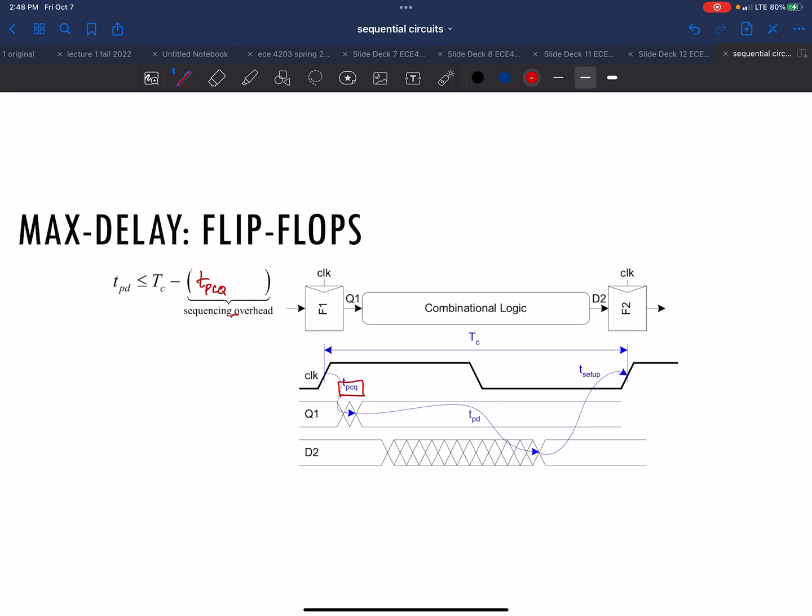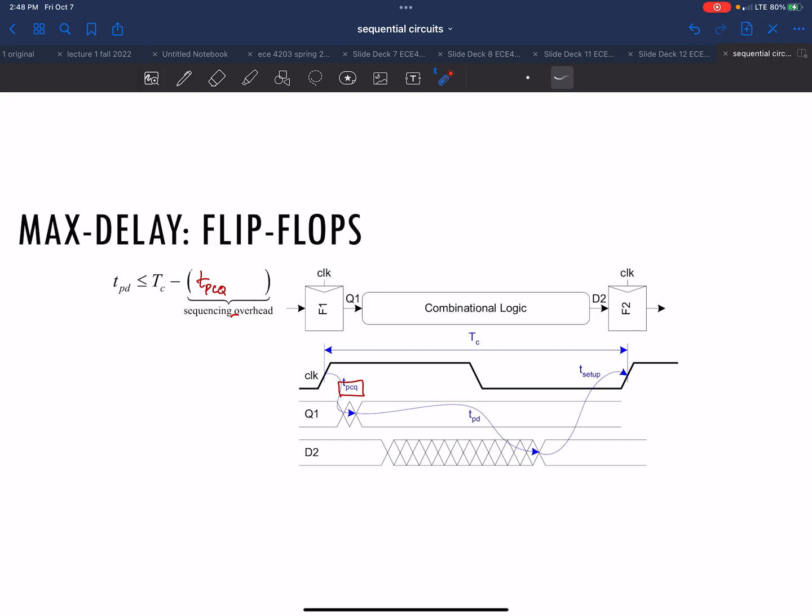Okay, so you need that amount of time to get there. And then the combinational logic does whatever it's going to do. This is showing stuff showing up here. So there's the propagation delay through your combinational logic. It goes up here, and then all of that had better be done before the setup for your next clock.